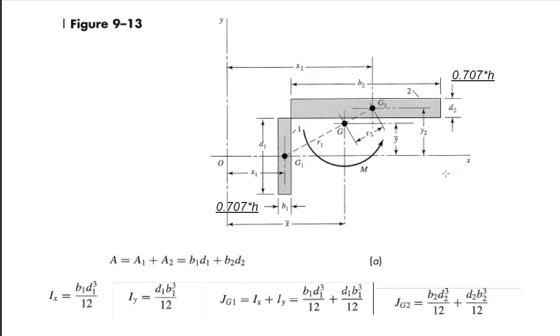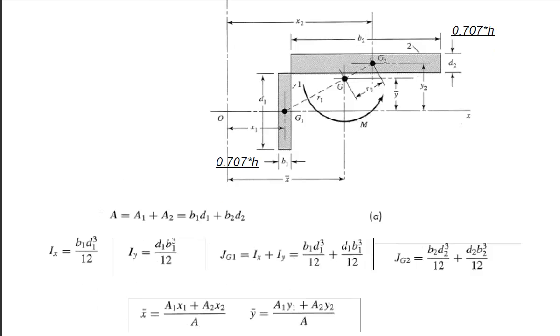This is two different weld lines. Each weld line is of a different thickness. The thickness of each weld line is 0.707 times its H, but they have different H sizes. So first thing we would do is find the centroid of this one, find the centroid of this one all by itself, and combine them properly. The way we combine the centroids is that x bar is summation AX over summation A, and y bar is summation AY over summation A.